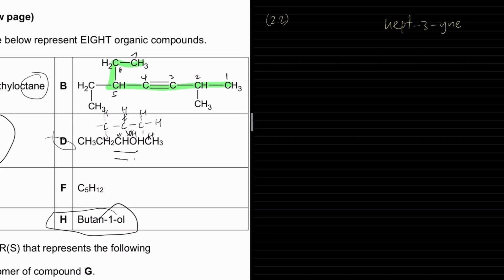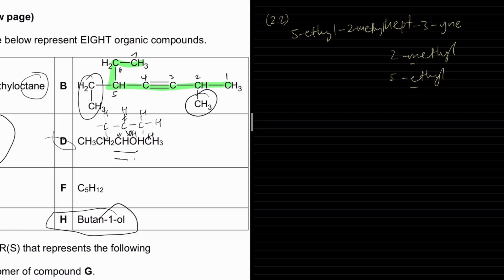Then if you want to look at the branches, we have a methyl branch here, and we have an ethyl branch here. So we have a 2-methyl, and then we have a 5-ethyl. Now all we need to do is put this all together. Remember, alphabetical order. E comes before M, so it's going to be 5-ethyl-2-methylhept-3-yne.